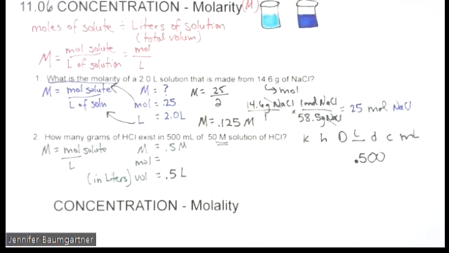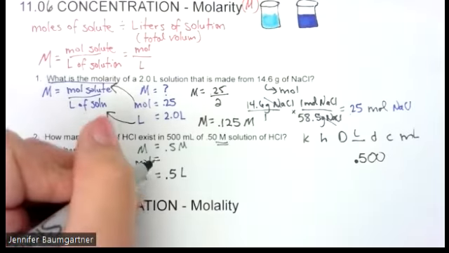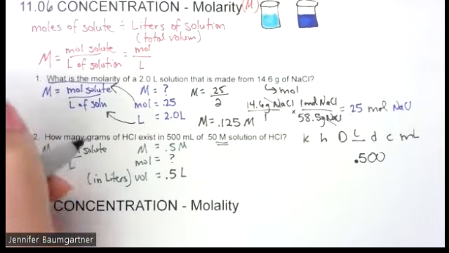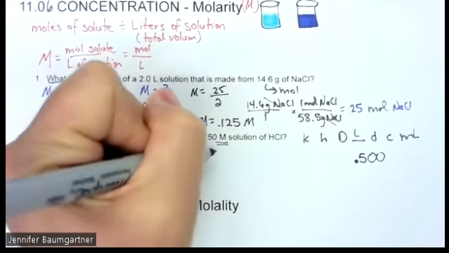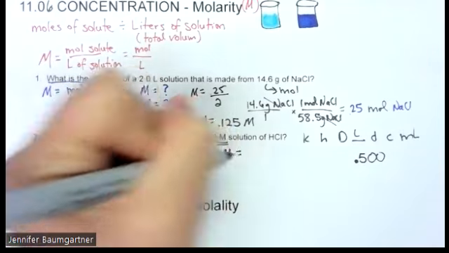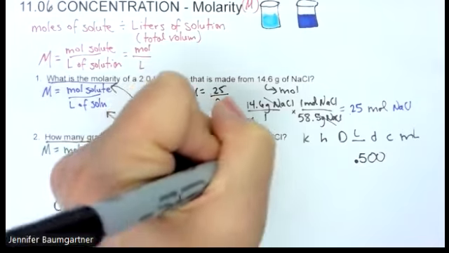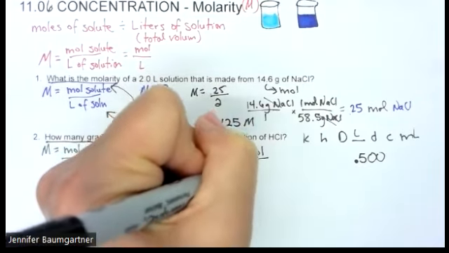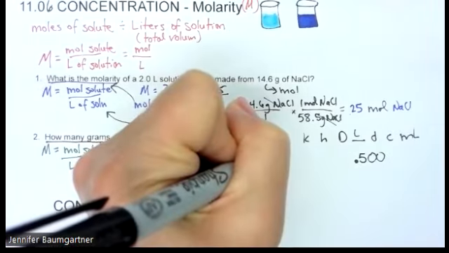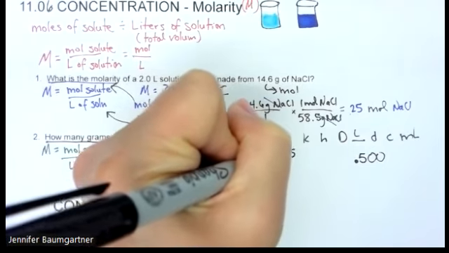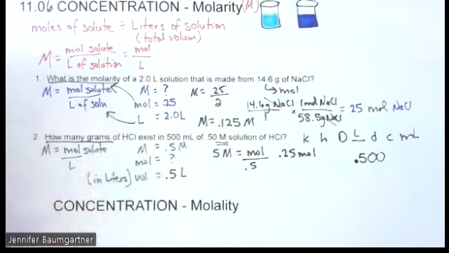All right, so I can solve for moles. Now, they don't ask me for moles, though, they ask me for grams. So you're going to have to do a back conversion of moles to grams. All right, let's solve for moles first. So I have 0.5 molar, and it's going to be equal to moles over 0.5. And when I solve for this, I get 0.25. I get that I have 0.25 moles of HCl.